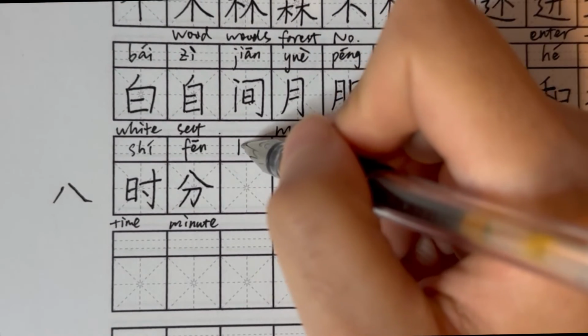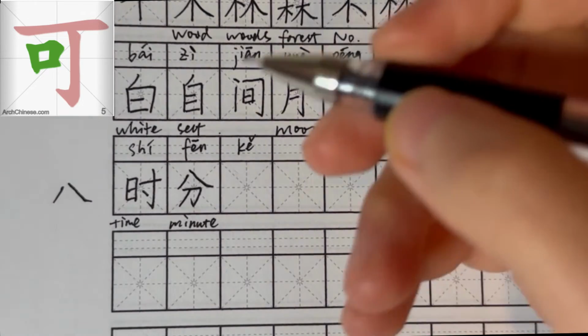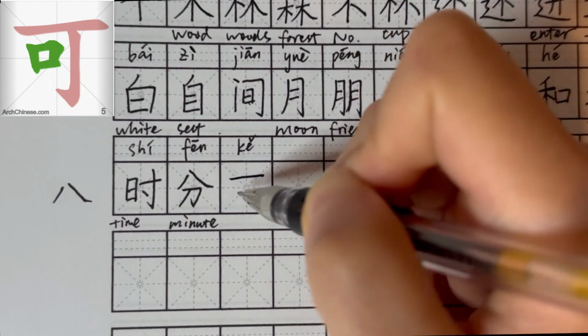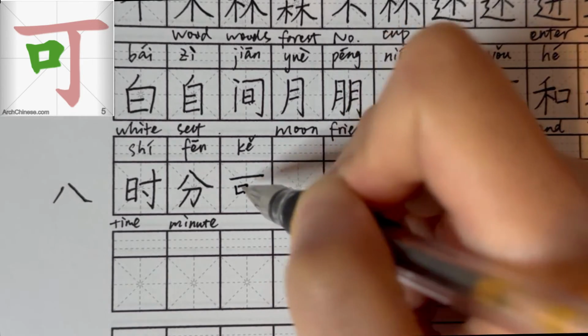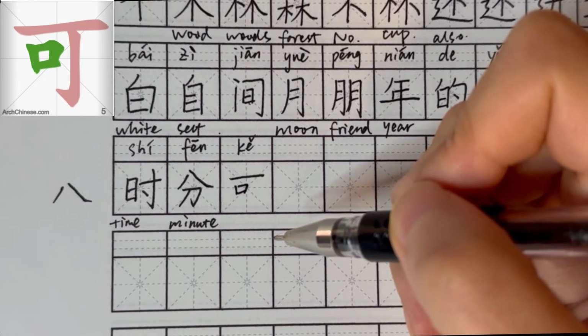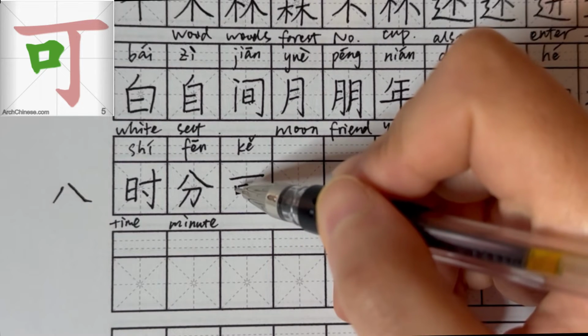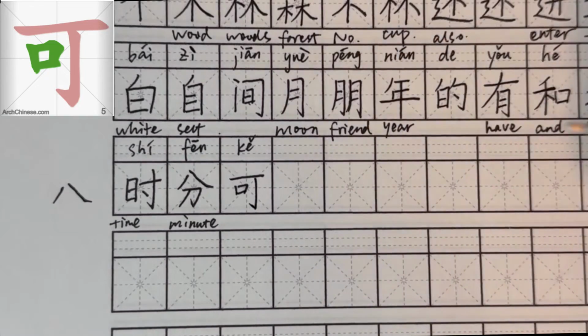Next, 可. This character can be translated as different meanings based on what word it is in. Okay, so I'm not going to write the meaning of it at this point. 横, and we write the square. 竖, 横折, 横. Now, the stroke order of writing a square should be a no-brainer. Okay, 竖, 横折, 横. And then 竖钩.